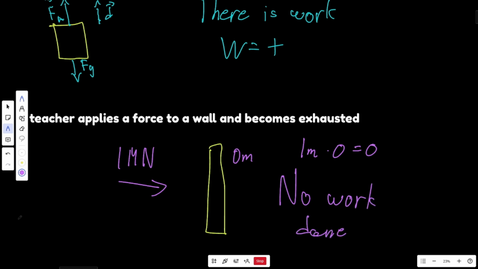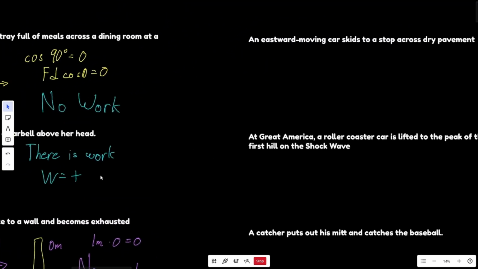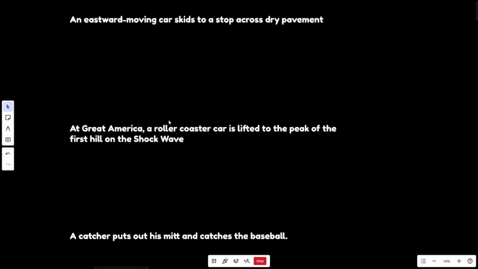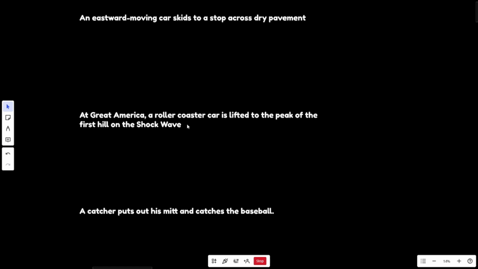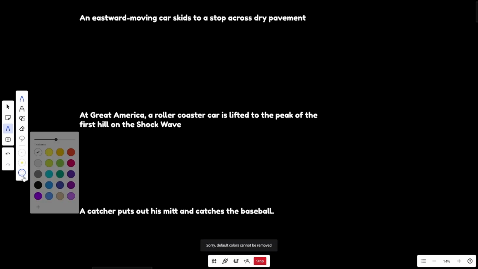And now we can move on to some more questions about identifying work. This time, in these situations, there is work done in all of them. We just need to identify the sign. So, an eastward moving car skids to a stop across a dry pavement. And our keywords here are skids to a stop, and it's also eastward moving.